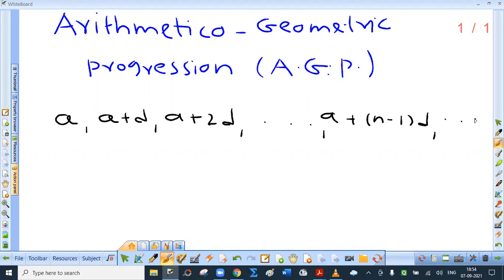Also, the terms of the geometric sequence whose first term is 1 and common ratio is R are what? 1, R, R square, up to what? R raised to n minus 1, and so on.